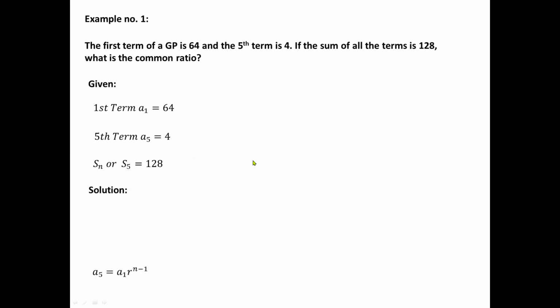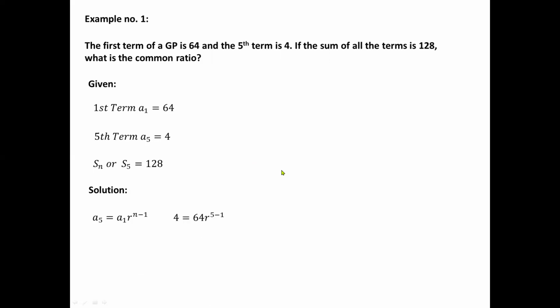In order to do that, okay, kailangang anapin muna natin ang value ng ating R. Para maanap natin ang sum kung pinapaanap man yung sum, no? So, ang A sub 5 natin is 4. Ang A sub 1 natin is 64. And then, ang R is unknown. And then, N natin, 5 ba? Or whatever, tingnan natin.